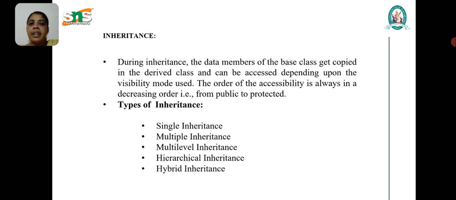Next, the data members of the base class get copied into the derived class and can be accessed depending upon the visibility mode. There are three visibility modes: public, private and protected. Public means it is public to all. Protected means it is protected to particular classes. I will explain that later. Types of inheritance: single, multiple, multi-level, hierarchical and hybrid inheritance.